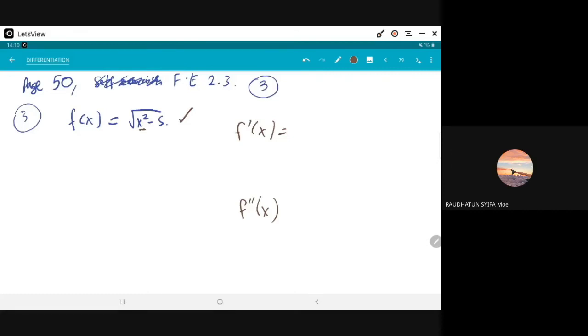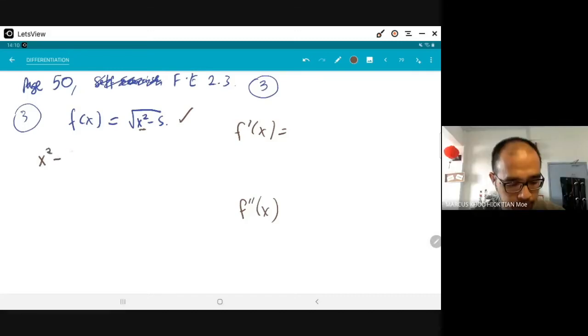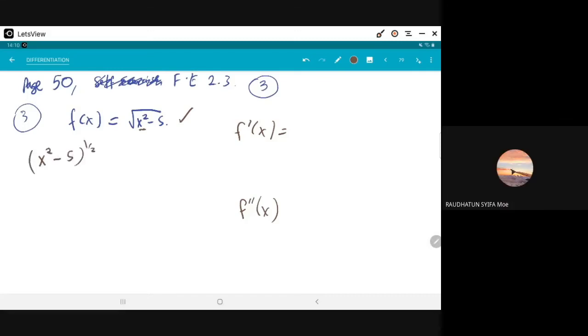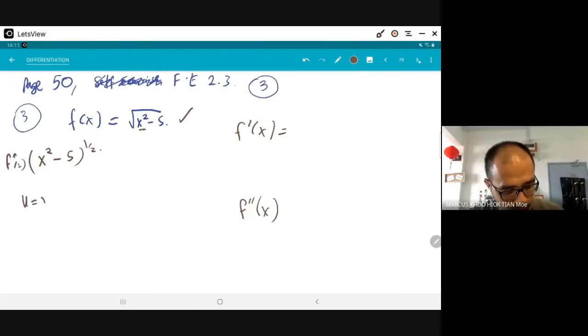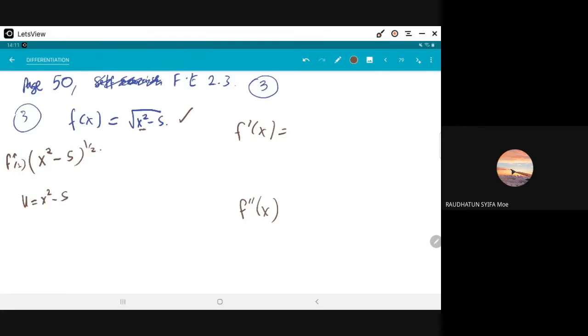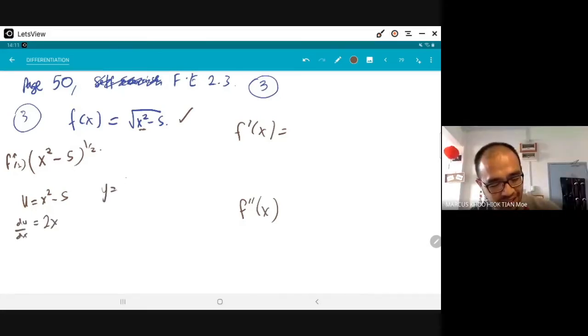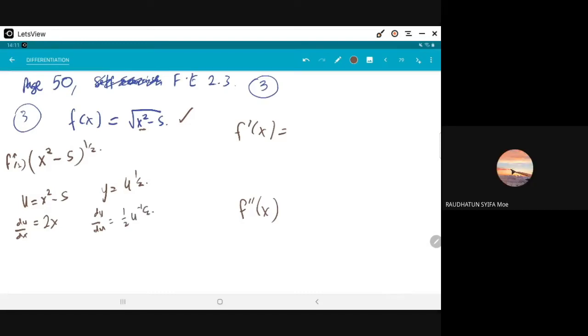x squared minus 5 kasih dia 1/2. Terus kasih dia u is equal to x squared minus 5. Terus dia jadi 2x. Terus dia y is equal to u to the power 1/2. Okay, 1/2 u to the power negative 1/2. And then substitute and then dapat answer.